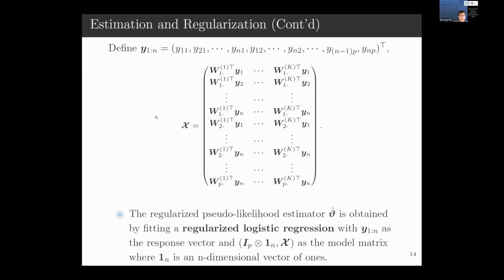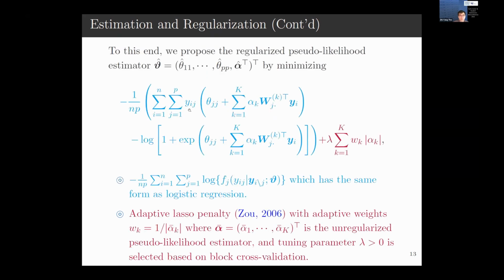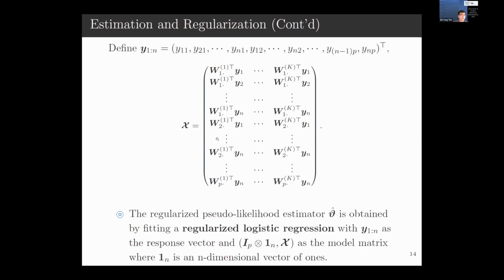And this X matrix here is constructed and then put into this expression here, which gives us the model matrix for our logistic regression. So this Kronecker product part corresponds to the previous part here, theta JJ. The Kronecker product is like an intercept for each senator, indexed by J. Okay. And as for the block cross validation, we just split these elements into different blocks.